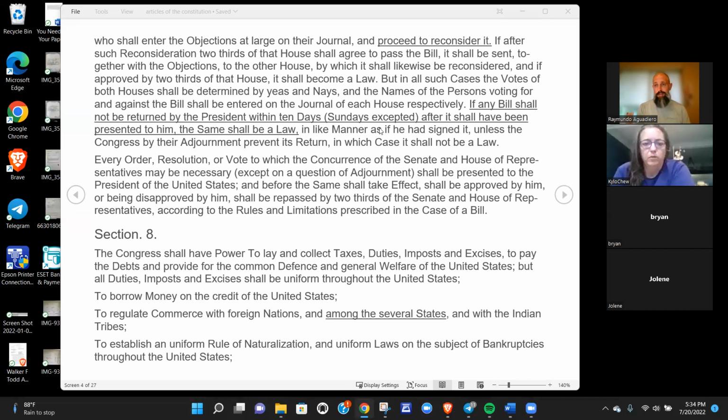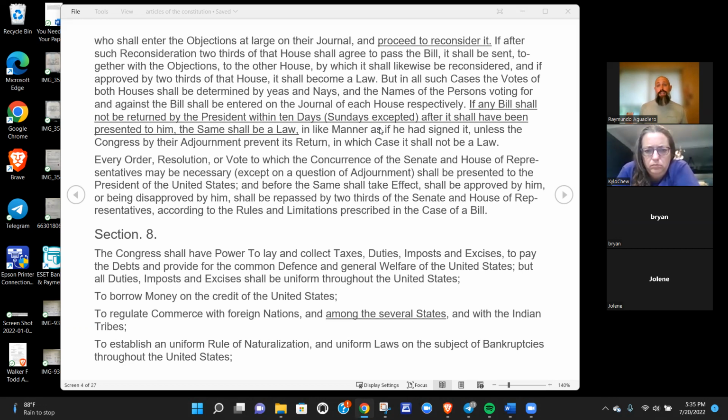Interesting. So obviously having a president with your political alignment makes it a lot easier to get things passed. All right, but in all such cases, the votes for both houses shall be determined by yeas and nays, and the names of the persons voting for and against the bill shall be entered on the journal of each house respectively. If any bill shall be returned by the president within 10 days after it shall have been presented to him, the same shall be law.